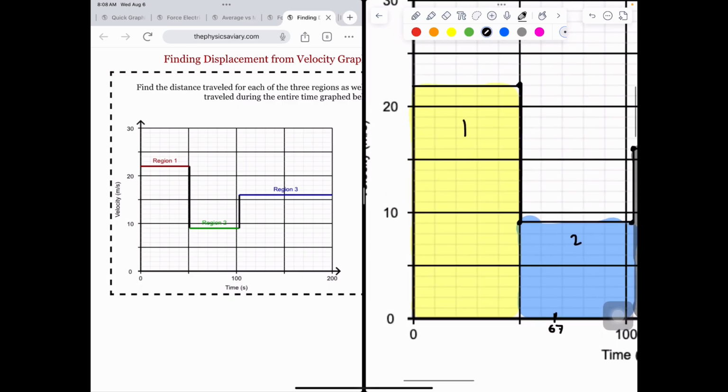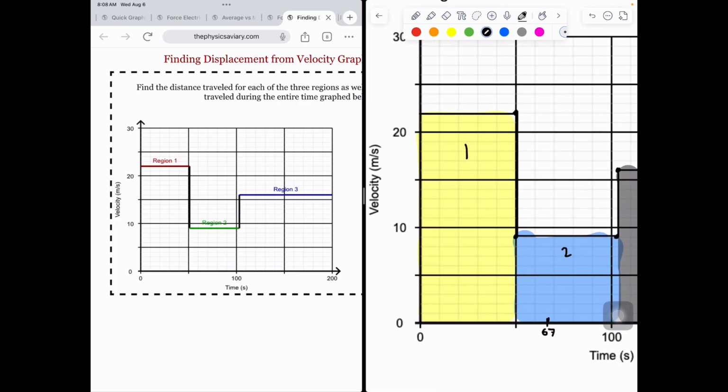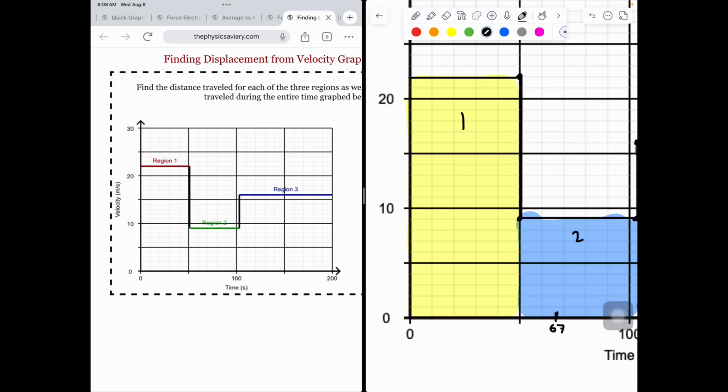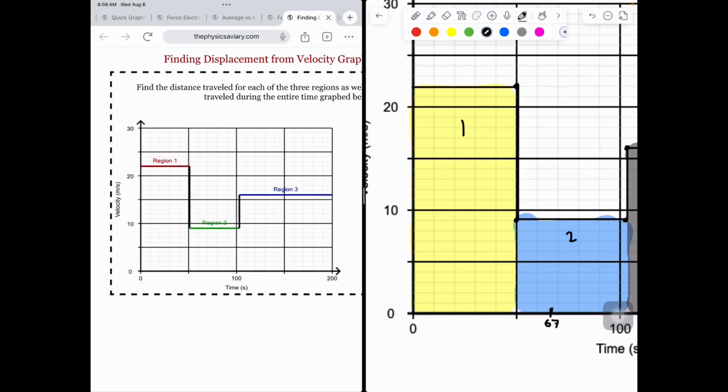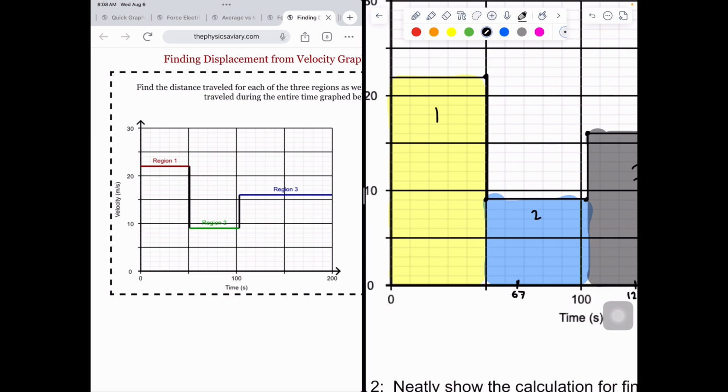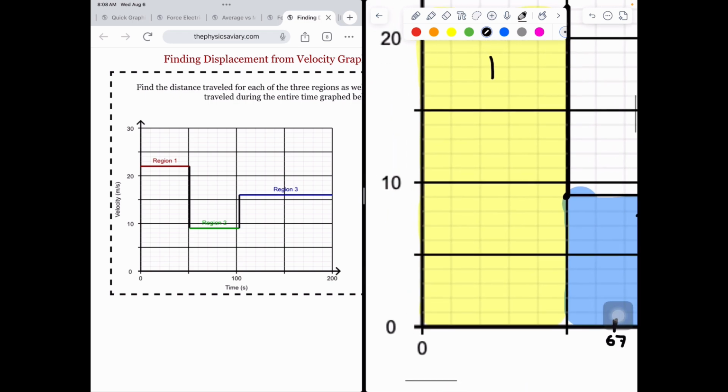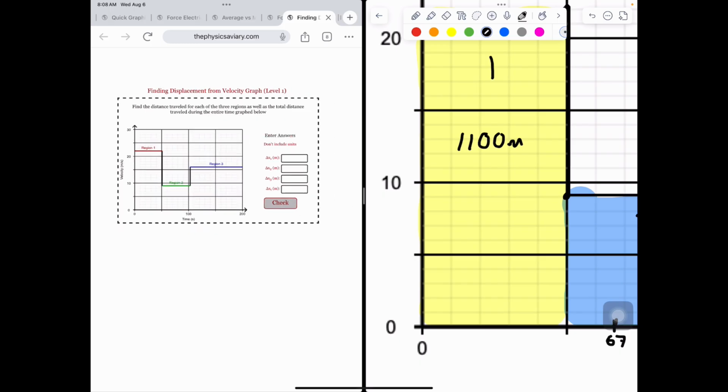So for me in this first one, you can see I've got a height of 22 and a base of 50. Remember, you can see each mark is going by 10 seconds. So I've got 50 seconds times 22 meters per second gives me about 1,100 meters for region one.